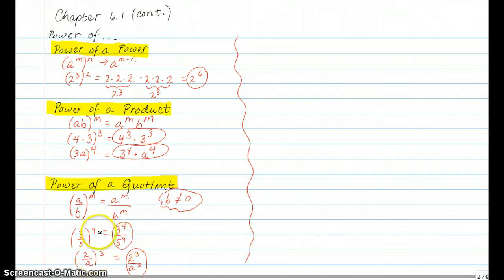Here's a more common example of where you're going to use power of a quotient. Here we're just going to simplify. We've got 2 over A to the 3rd power. There's your quotient, 2 over A to the 3rd power. So that would be simplified initially 2 to the 3rd power, and then A to the 3rd power. So 2 to the 3rd over A to the 3rd. You could simplify further and get 8 over A to the 3rd power, but for right now we're just showing you how these properties work.